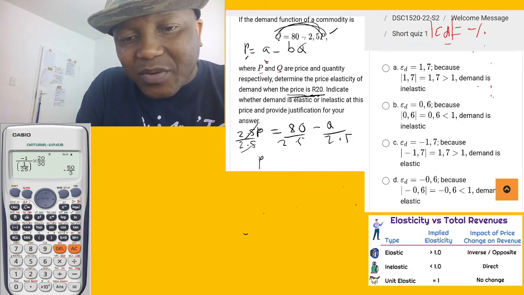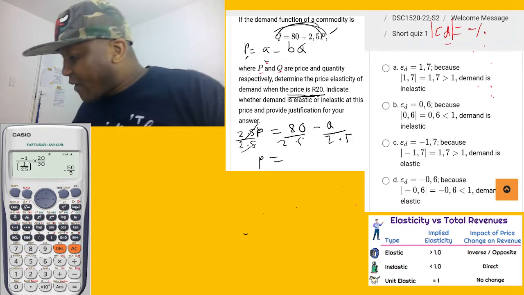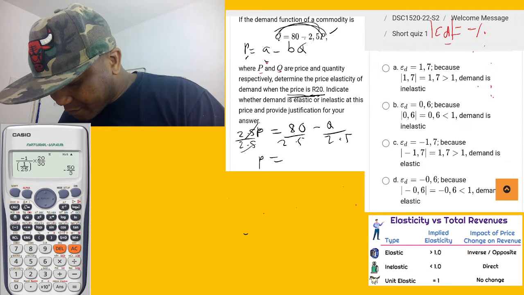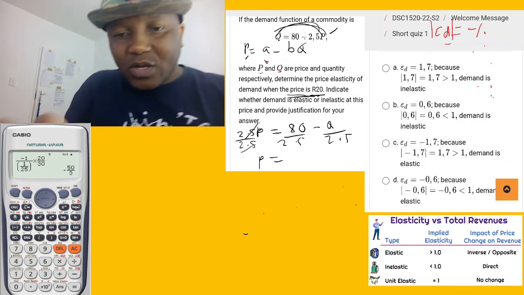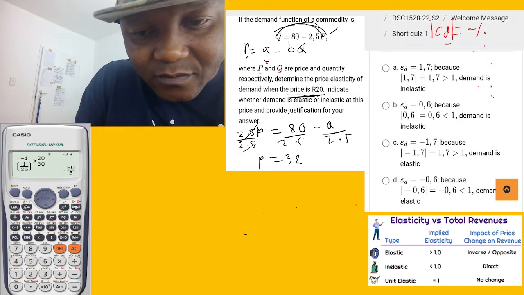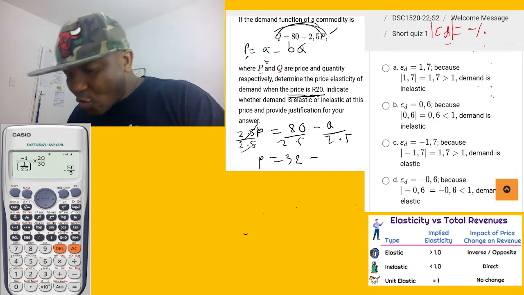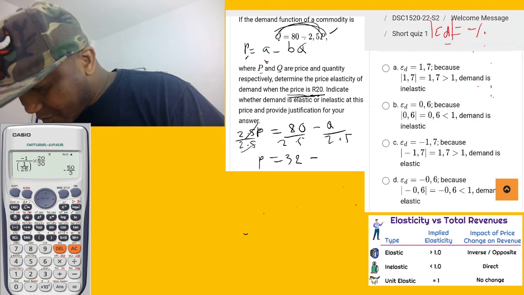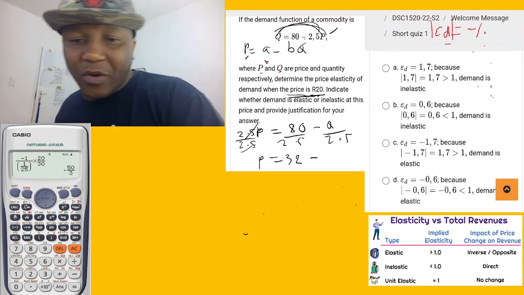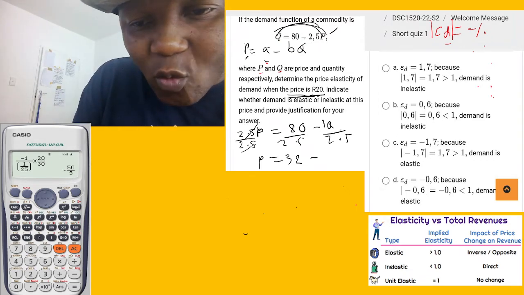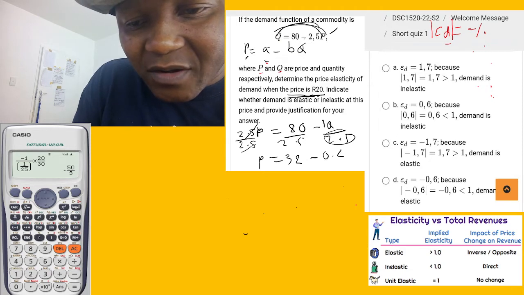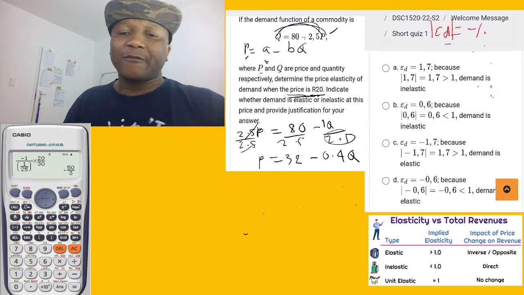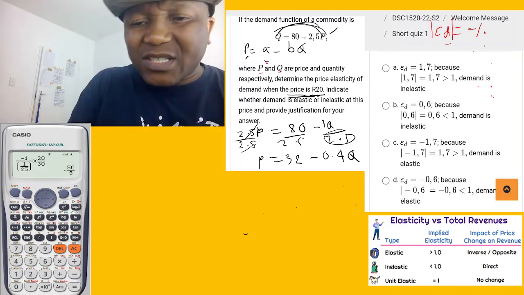This and this cancel, so P equals 80 over 2.5, which we get as 32. We say 80 divided by 2.5 is 32. So this equals 32 minus 1 divided by 2.5. 1 divided by 2.5 is 0.4 Q. You can even say 1 over 25, you can leave it the same.